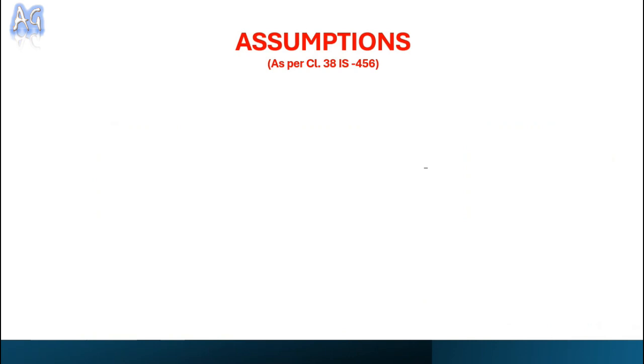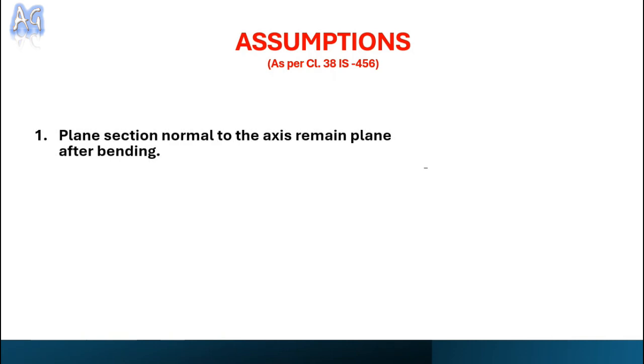So now let's see what assumptions are there in IS 456. If you go into clause number 38, you will see there are some assumptions for limit state method. So these are the assumptions I am going to discuss here. Assumption 1, plane section normal to the axis remains plane after bending.